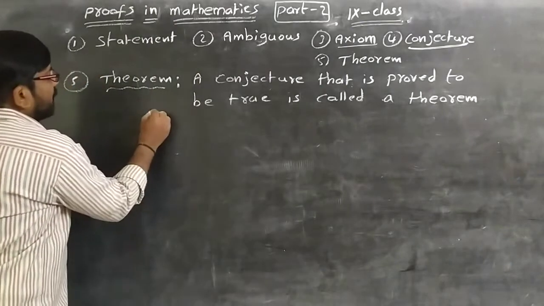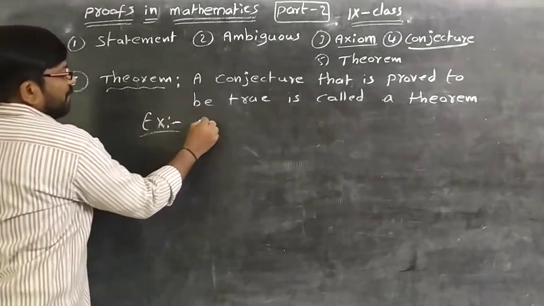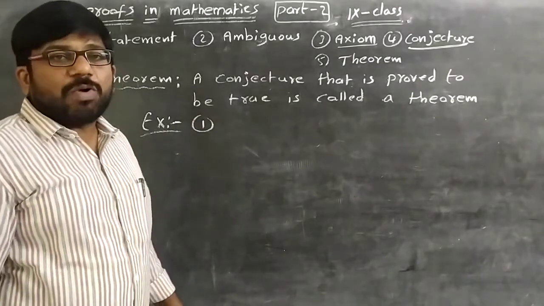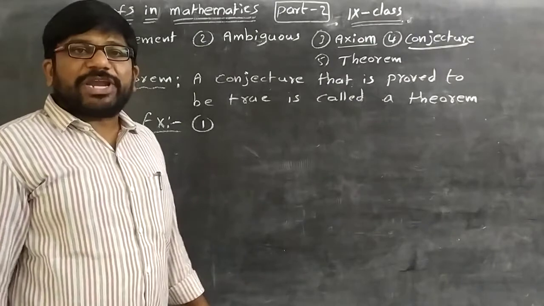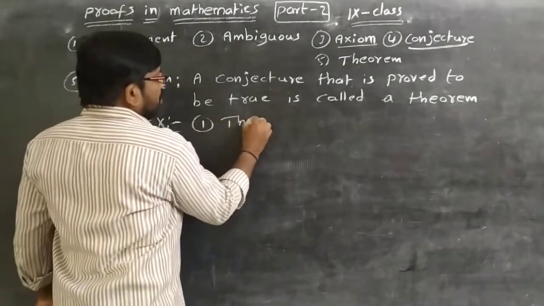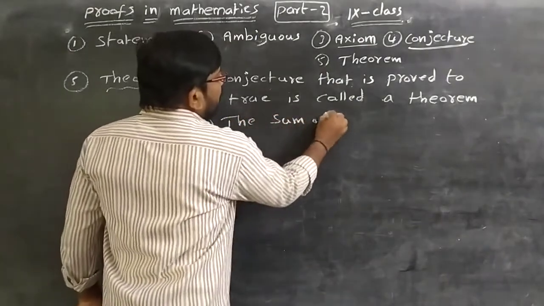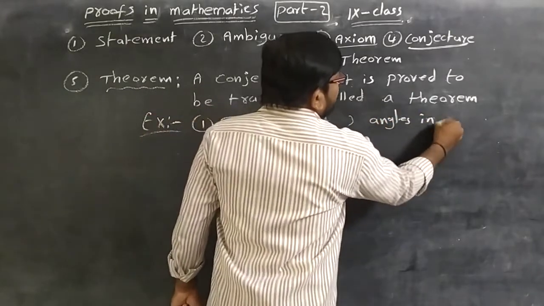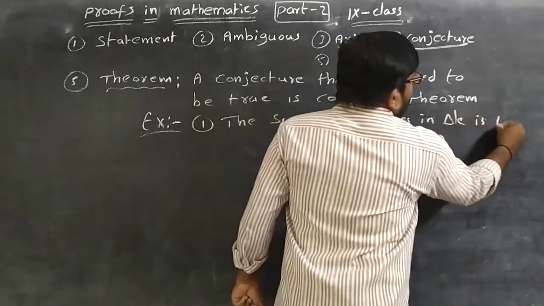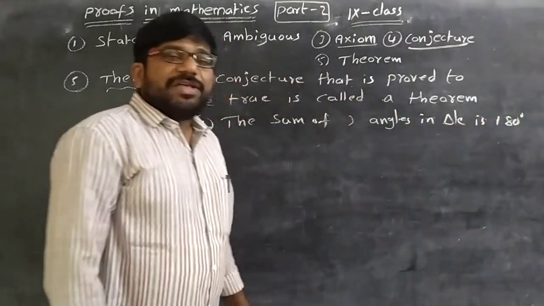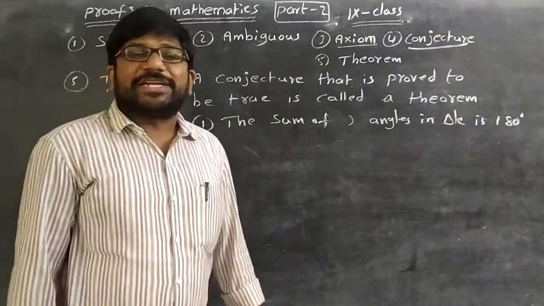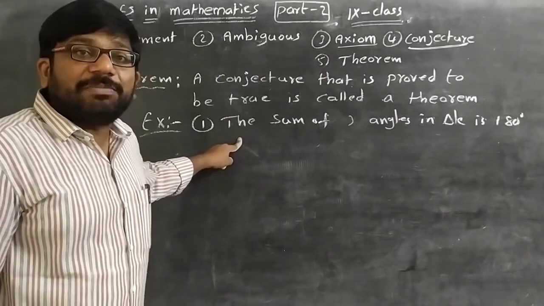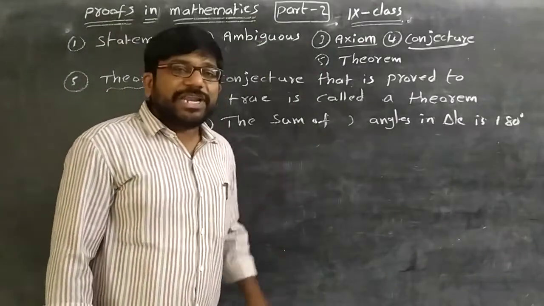So, examples for theorems. The first theorem: the sum of three angles in a triangle is 180 degrees. We can prove this statement. The sum of three interior angles in a triangle is 180 degrees. So it is an example of a theorem. We can prove this statement, right?